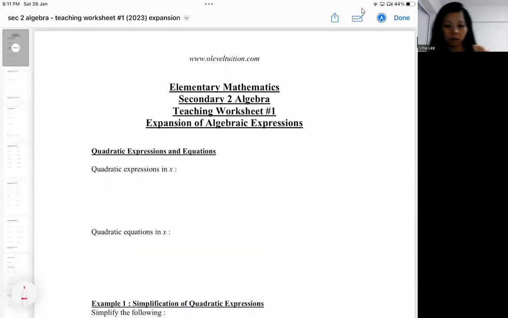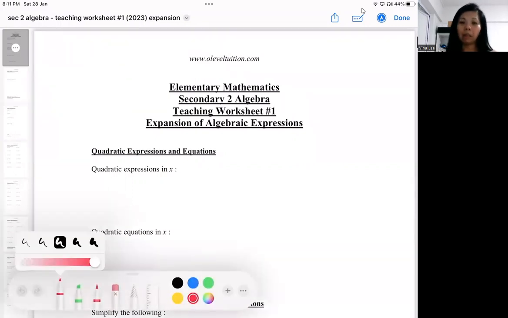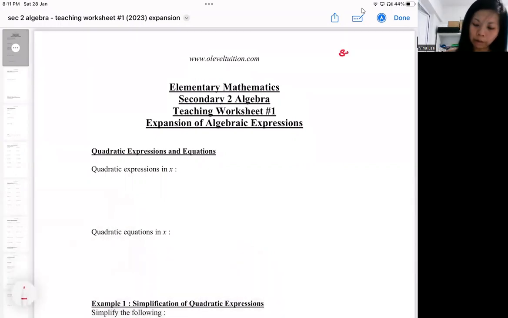For this teaching worksheet, this is the start of the Sec 2 algebra. If you look at the heading, Sec 2 algebra teaching worksheet number 1. From here on, there will be quite a series of Sec 2 algebra. Before I go on to the basics for this one, let me show you an overview first for the Sec 2 algebra, so you have an idea.